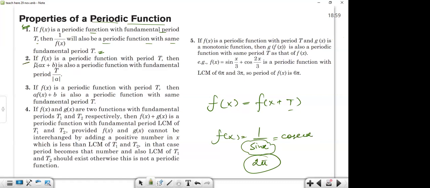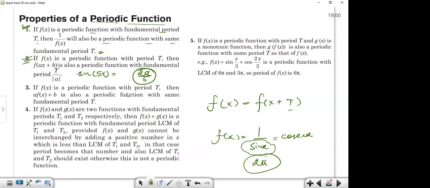This is the second property. If f of x is a periodic function with period T, then f of ax plus b is also a periodic function with fundamental period T divided by modulus of a, because a was getting multiplied to the variable. So if we have to find the period of sine of 5x, its fundamental period will now become 2 pi divided by 5. And plus or minus b doesn't matter.